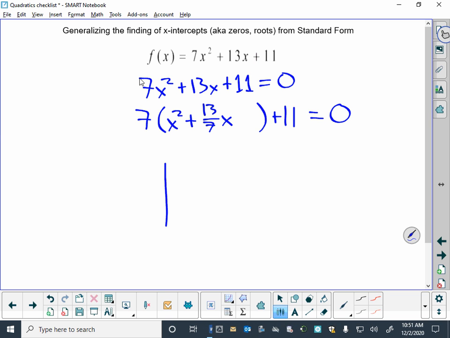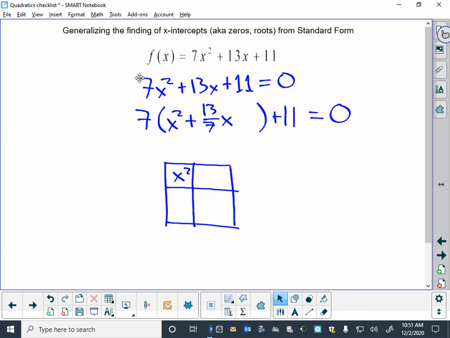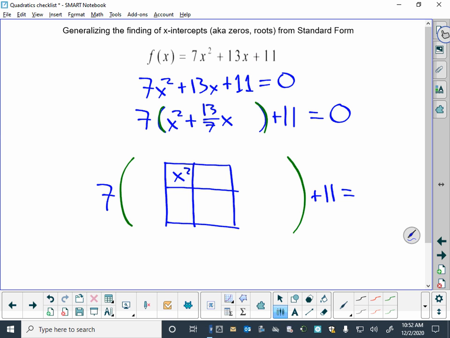And we did that because we wanted to build a square with an x squared right there. And then we're going to keep these parentheses and keep the 7 that is out in front and the plus 11 equals 0 going on out here. But inside here now, this 13/7 x, half of that has to go in each of these boxes. So I'm going to write that as half of 13/7 x is going to go there, and half of 13/7 x is going to go there.